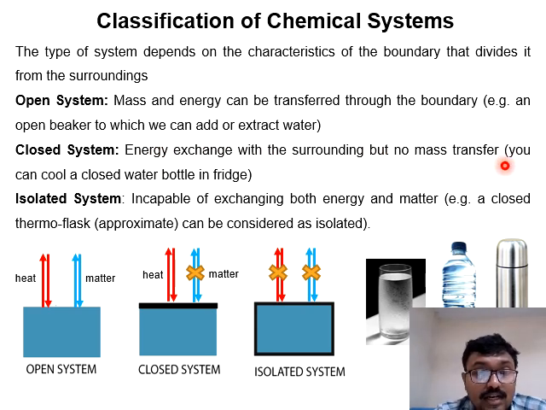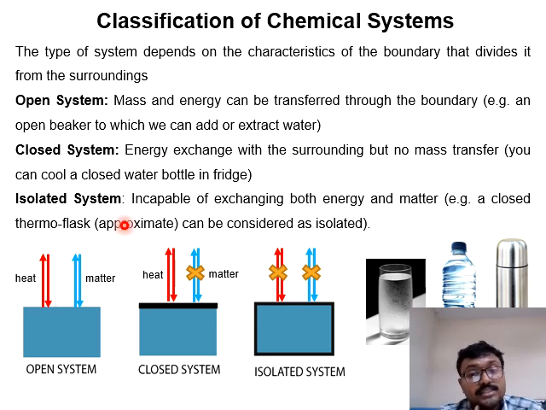For example, if we have a water bottle in the fridge and we take it out, what will happen? Slowly it will become heated and the water will come to room temperature. Why? Because the energy from outside is entering the bottle, but there is no exchange of mass. So this is an example of a closed system.